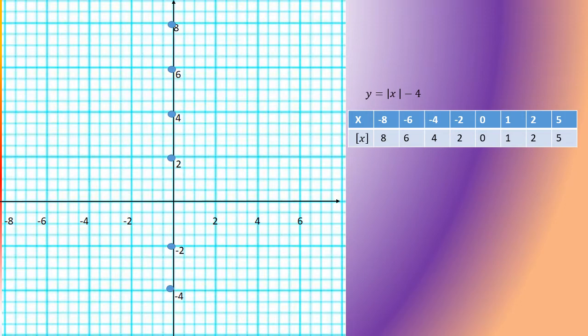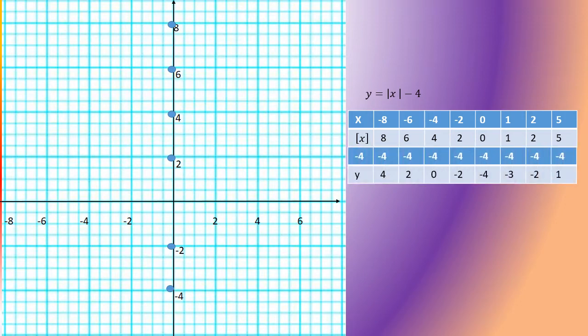Thereafter, from the modulus values, you subtract 4. So 8 minus 4 becomes 4 for you to get the y values. 6 minus 4, you will get 2. 4 minus 4 is 0. 2 minus 4 is minus 2. 0 minus 4 is minus 4. 1 minus 4 is minus 3. 2 minus 4 is minus 2. 5 minus 4 is 1.